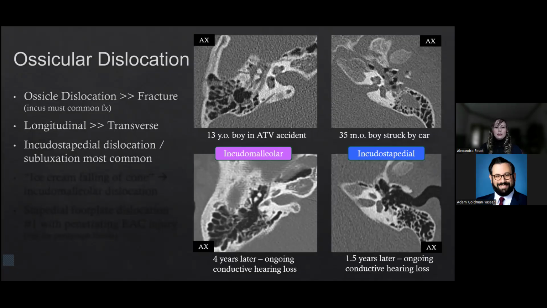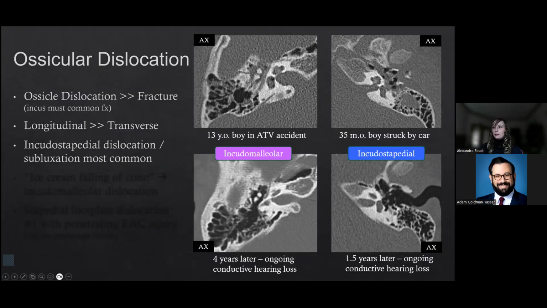Incudostapedial dislocation is going to be the most common type, which I have shown here. And this incudostapedial dislocation can be really hard to see in the acute phase when it first happens. When there's a lot of hemotympanum around, it's very difficult to see the stapes at all, let alone the articulation between the stapes and the incus. So in a patient who's had a temporal bone fracture and has ongoing conductive hearing loss, it's worthwhile to consider re-imaging the patient after the acute period.